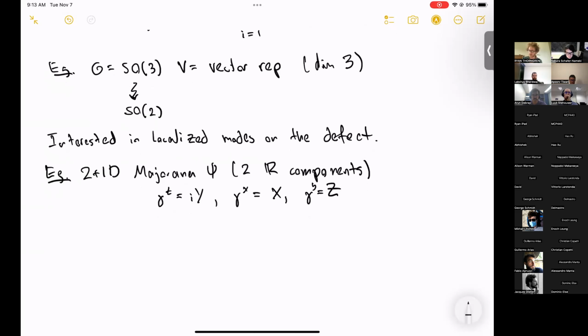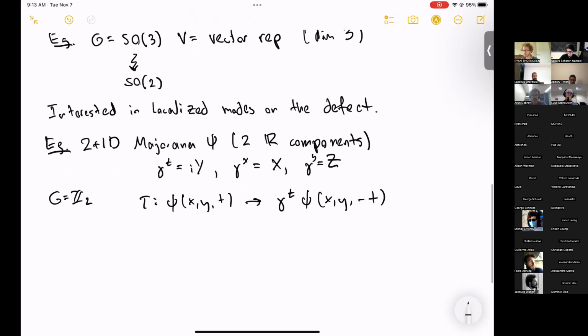And we're going to consider G to be Z_2. We're going to take it to be time reversal, which acts on the fermion with this gamma matrix that you need for it to preserve the kinetic term, and then it reverses the direction of time. Now for this theory, you can write a mass term for this Majorana. So it looks like this.